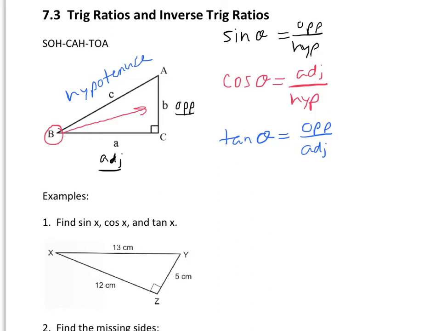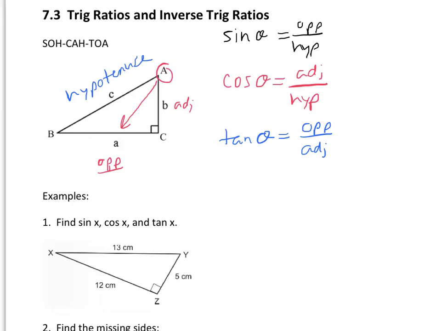If you're looking from angle A, then if you looked across the triangle, side A would become opposite, and B would become adjacent. Now notice that just like in geometry, the angles are labeled with capital letters and the sides are labeled with lowercase letters. So lowercase a is opposite angle capital A.